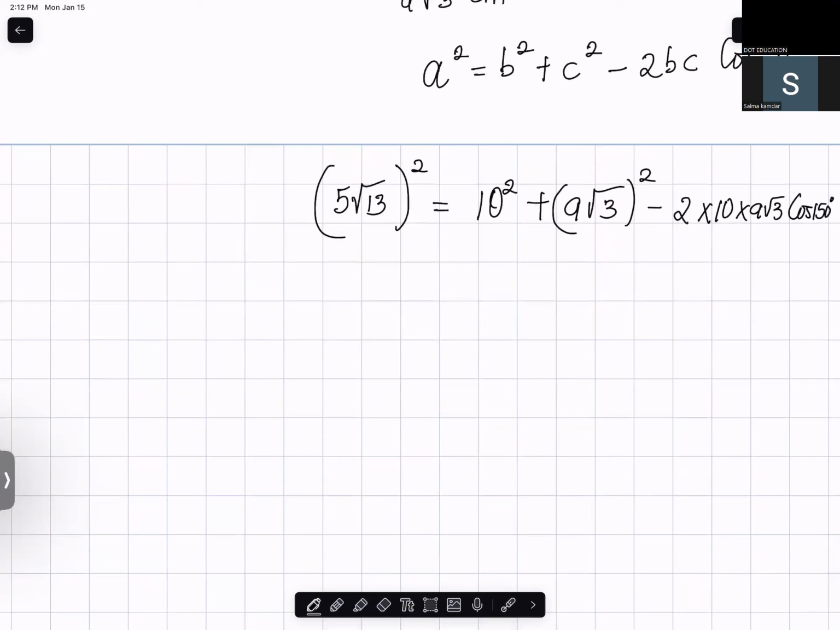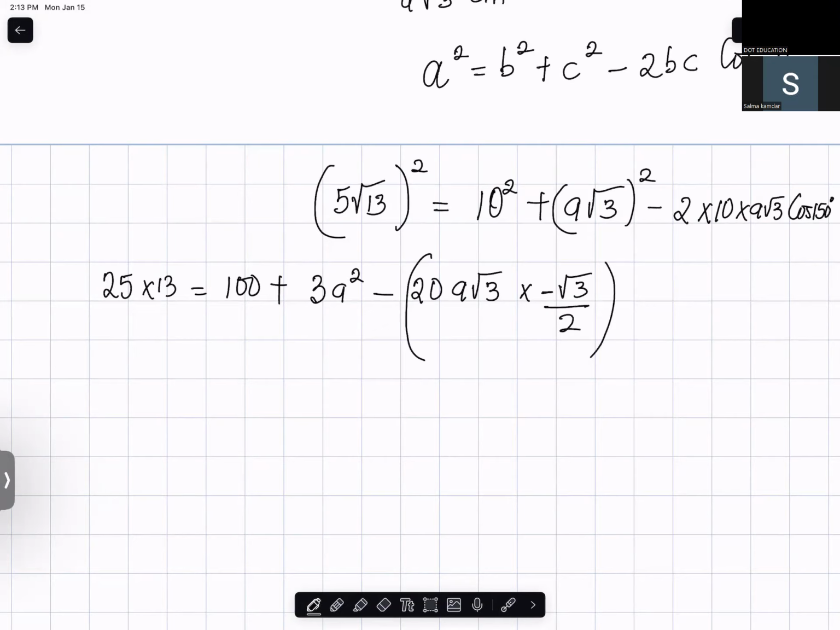5 root 13 square will give us, you can do that on your calculator, that is 25 multiply 13, which is 10 square is 100 plus a root 3 square will give me 3a squared minus 2 times 10 times a root 3 gives 20a root 3, then plus 50 plus 150, plus 150 is giving me minus root 3 over 2. So I multiply by minus root 3 over 2.